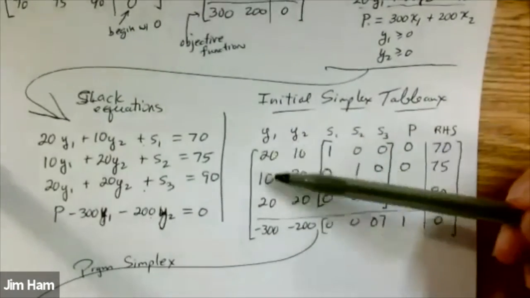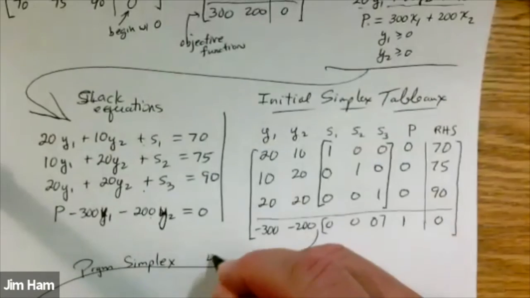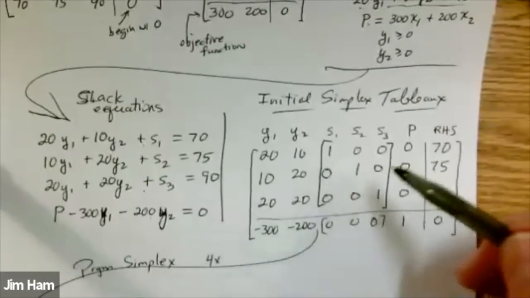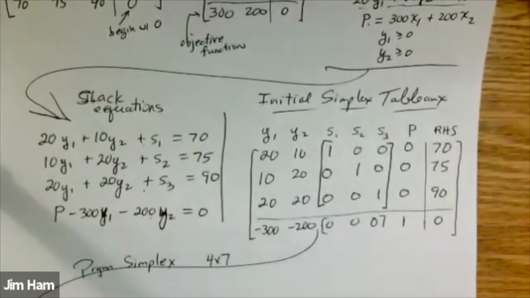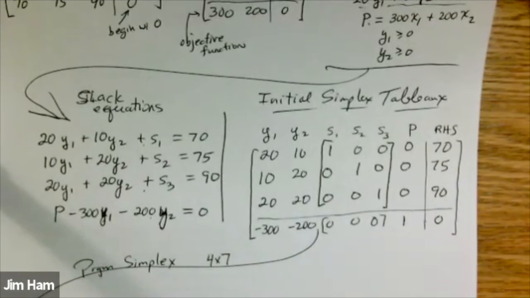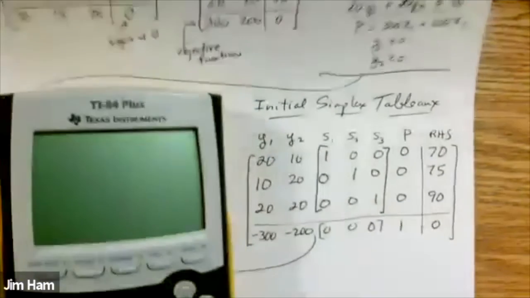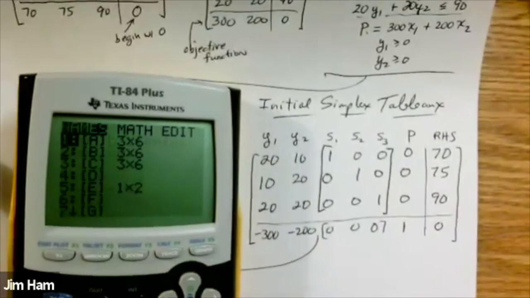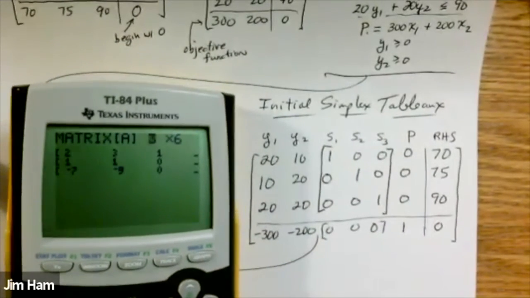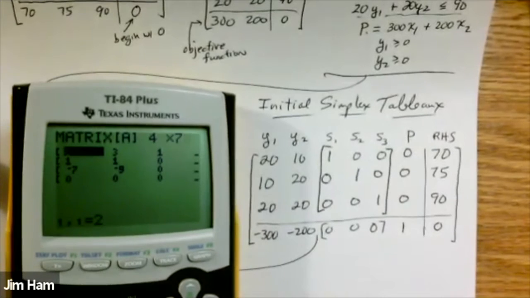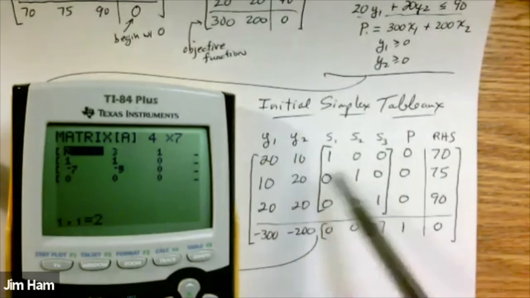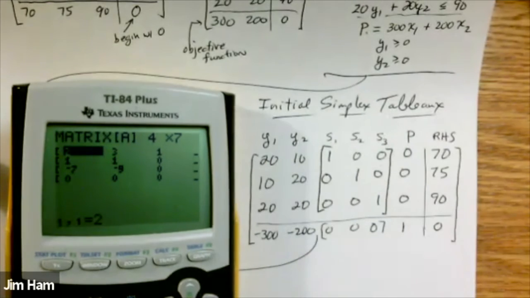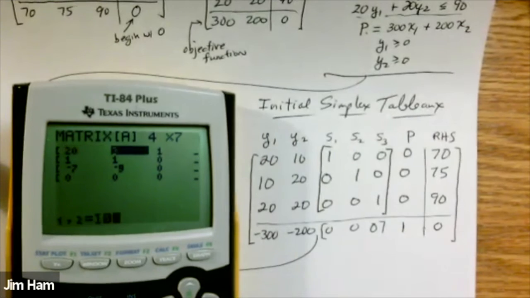Okay, this is 1, 2, 3, 4 rows, and 1, 2, 3, 4, 5, 6, 7 columns. So this is a 4 by 7 matrix. I'm going to enter the initial simplex tableau into the matrix. It's now 4 by 7. So much bigger numbers in an application like this.